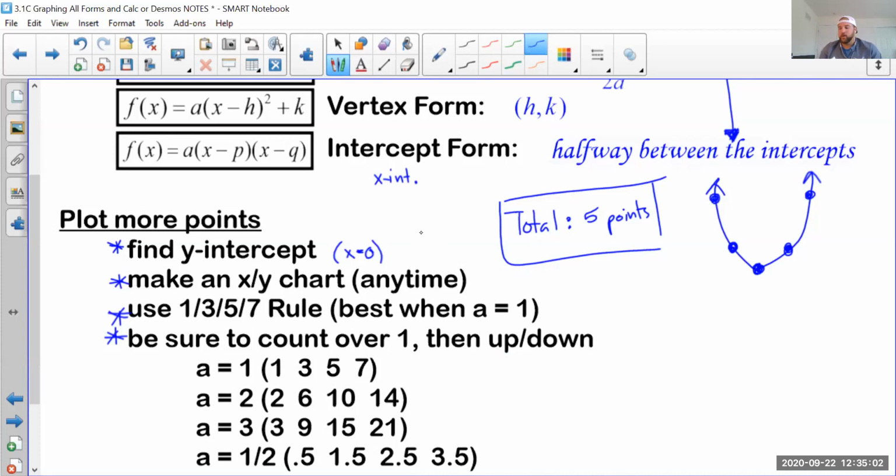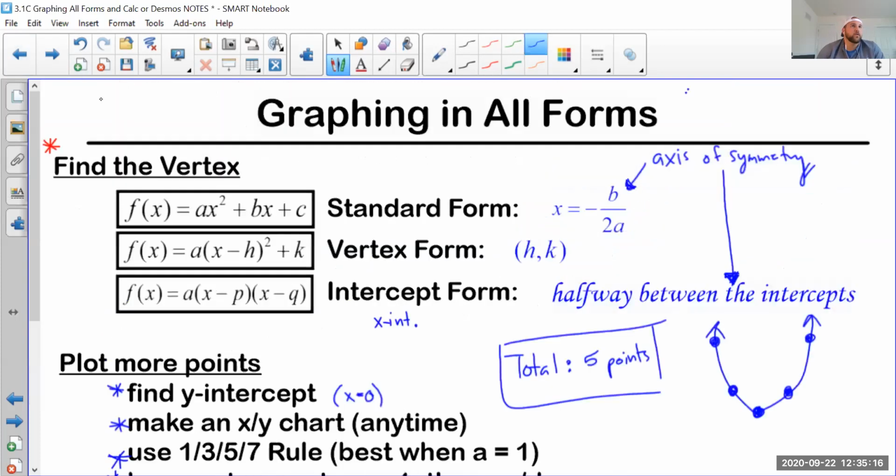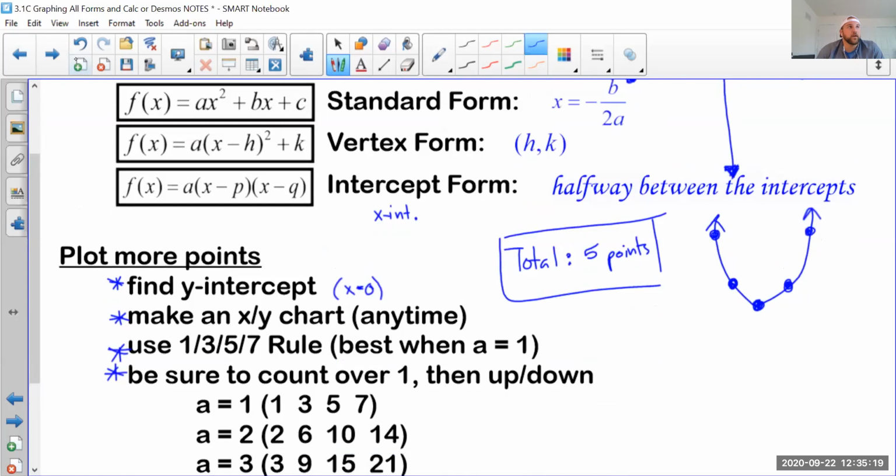Questions with that little bit of review from yesterday, kind of putting it all together. Your homework today is going to have some of that in it. Okay, so that's graphing by hand without using a calculator.